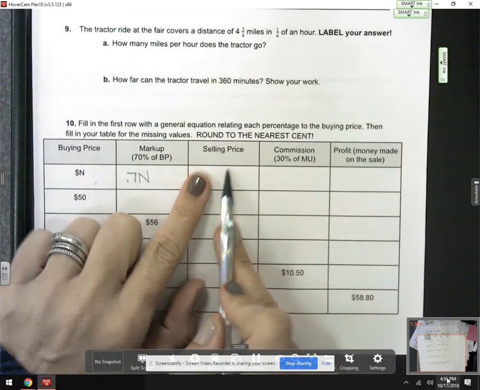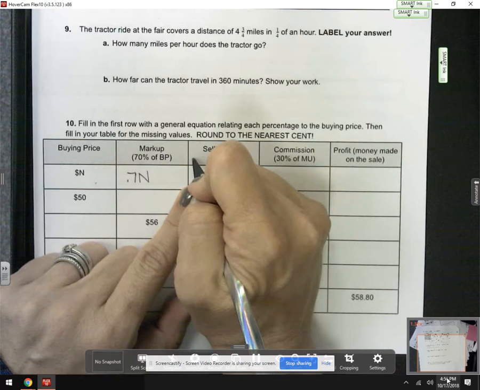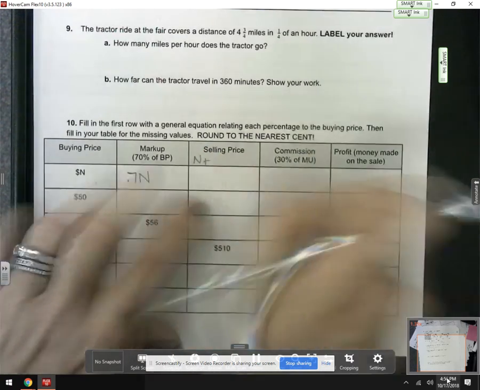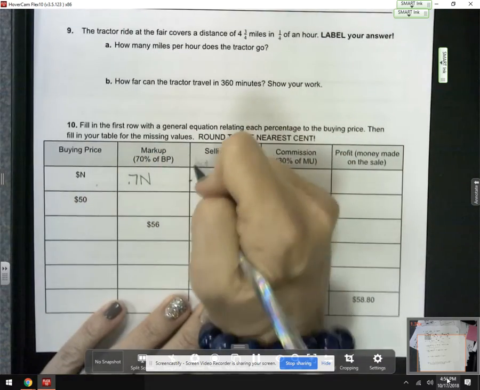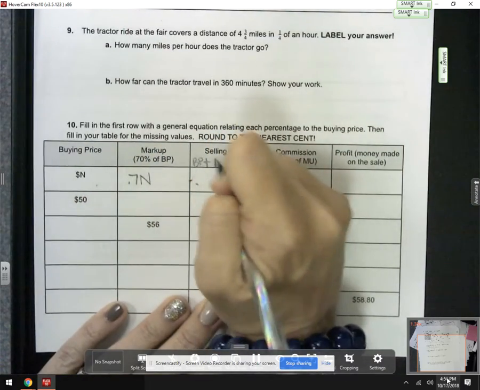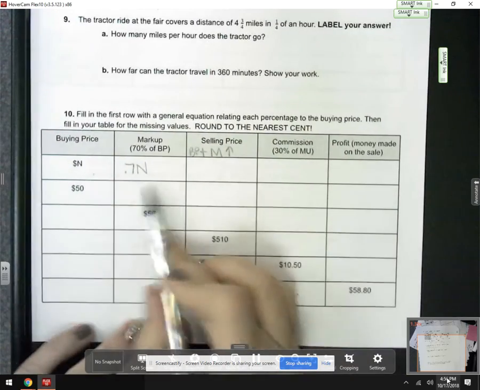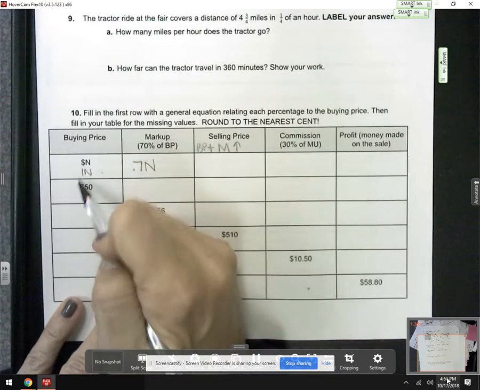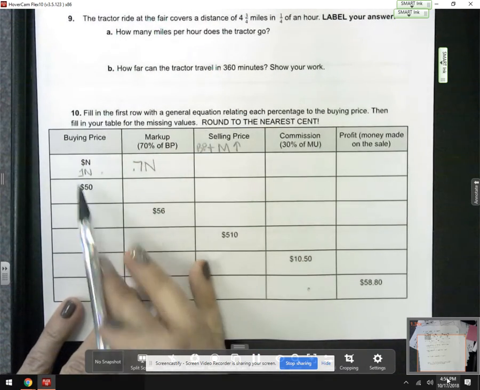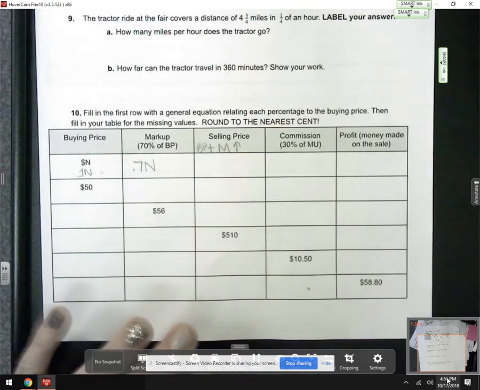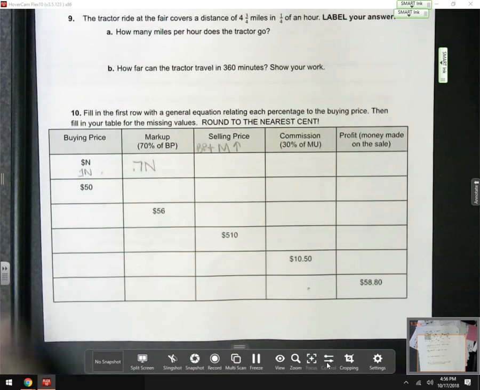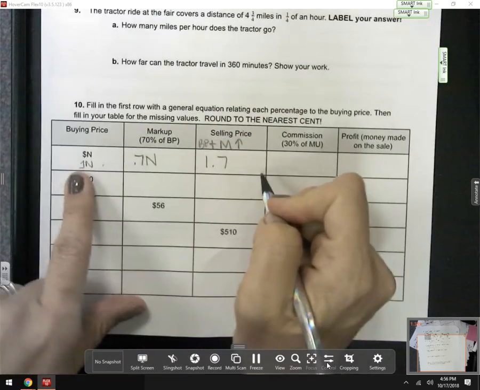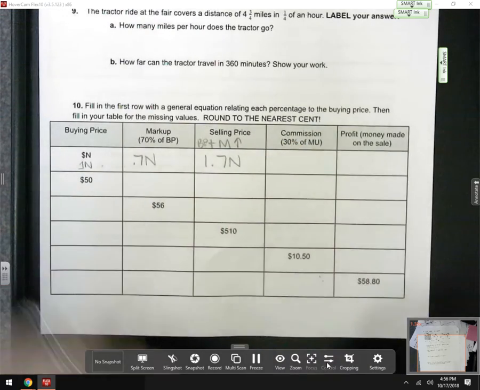Now our selling price, this is going to be what we bought it for, plus whatever we did here. Actually, let's say our buying price plus our markup, right? So our buying price is n, and we know the invisible 1 in front of that n makes it actually 1n. So 1n plus 0.7 is going to give us 1 plus 0.7 is 1.7 times whatever my buying price was.